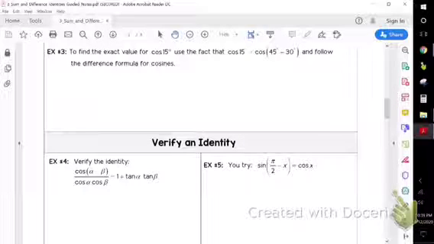Example 3 says to find the exact value of cosine of 15 degrees. But they help us out here because they tell us to use the fact that cosine of 15 degrees is equal to cosine of 45 degrees minus 30 degrees, and follow the difference formula for cosines.